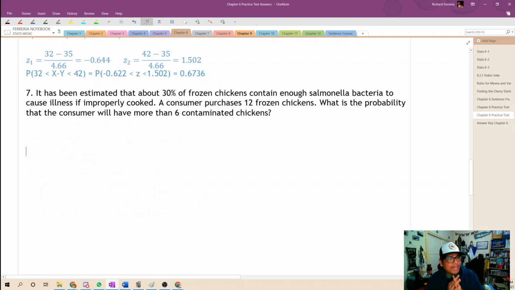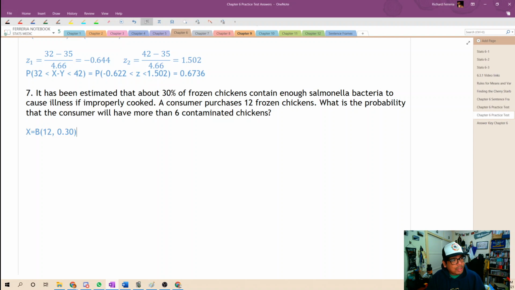This brings us to number 7. It's been estimated that about 30% of frozen chickens contain enough salmonella bacteria to cause illness if improperly cooked. A consumer purchases 12 frozen chickens, so what's the probability that the consumer will have more than 6 contaminated chickens?